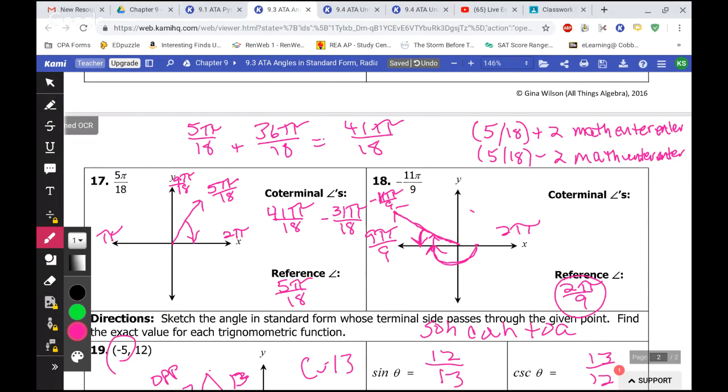That goes to there. And this would be 18 pi over 9.